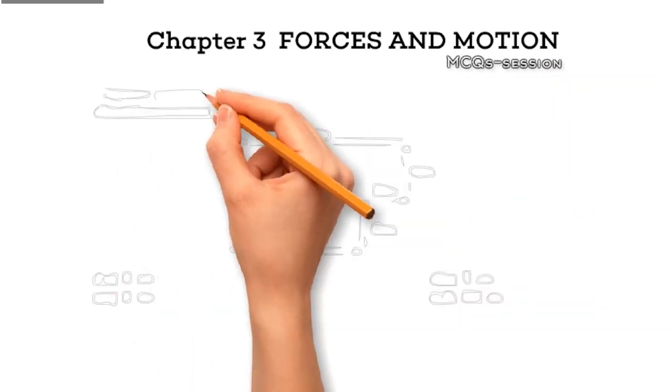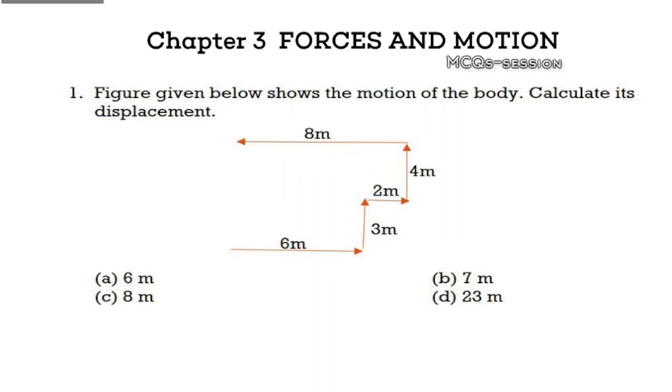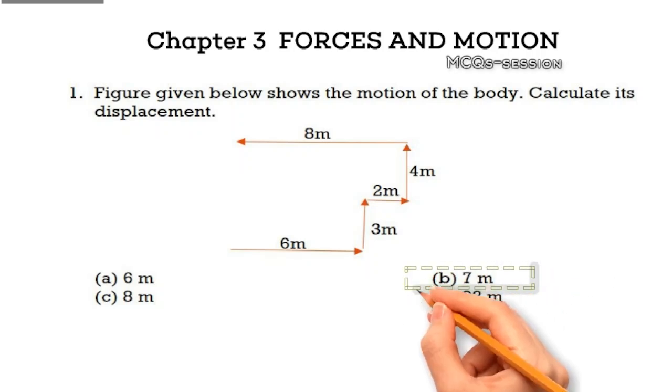Question 1. Figure given below shows the motion of the body. Calculate its displacement. Options: A, 6 meter, B, 7 meter, C, 8 meter, D, 23 meter. Pause the video and guess the correct answer. The correct answer is B, 7 meter.